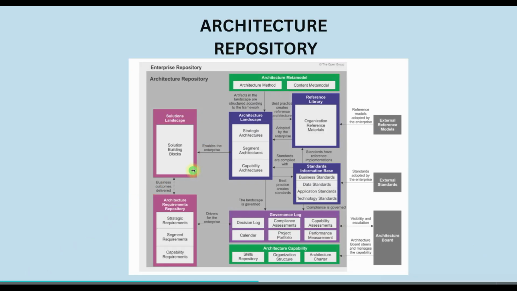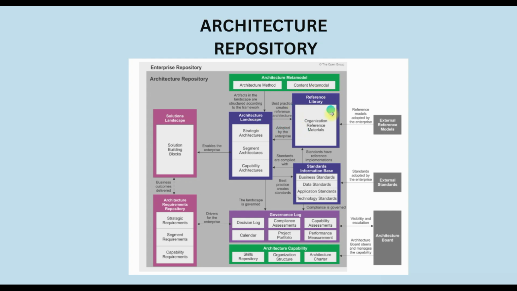Now let us see how the architecture repository looks. Like we said, the dictionary room, this is the architecture metamodel. It defines the terms, relationships, and everything. And then that would be passed on to the architecture landscape. Whenever the strategic architectures or segment and capability architectures are formed, they will be taking the help of the architecture metamodel in defining the things.